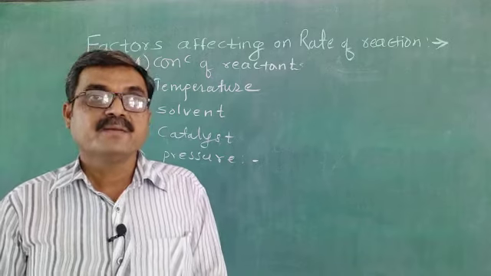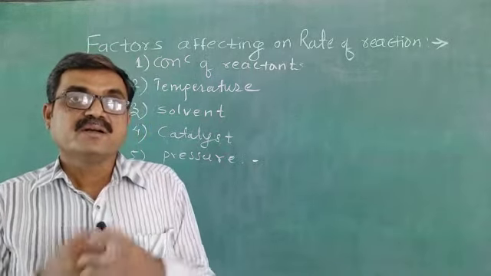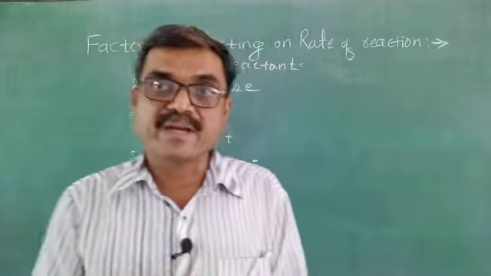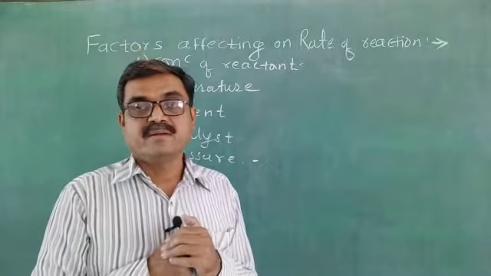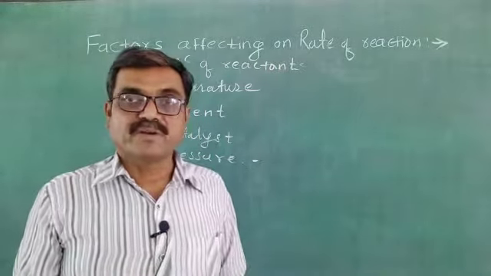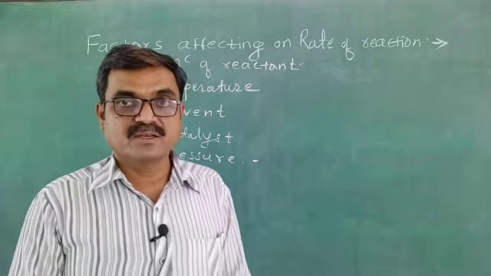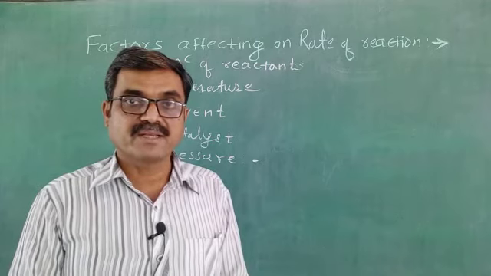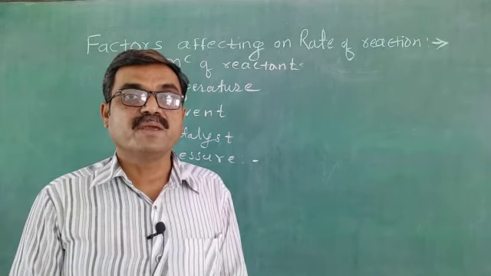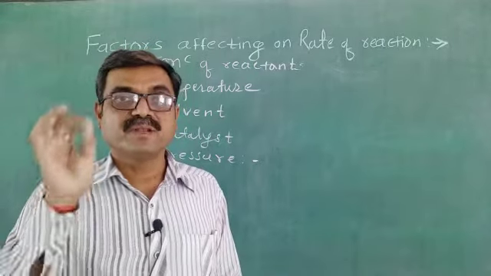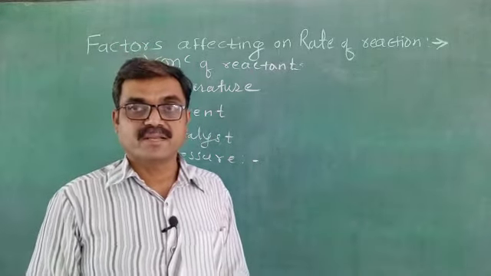Are you getting it clear? What is the effect of solvent? The main role of solvent is to provide the medium for the reaction, and if a suitable solvent is not chosen, if we make a mistake in choosing the solvent for a particular reaction, then the rate of reaction may be changed. Means solvent plays a very important role in the reaction.